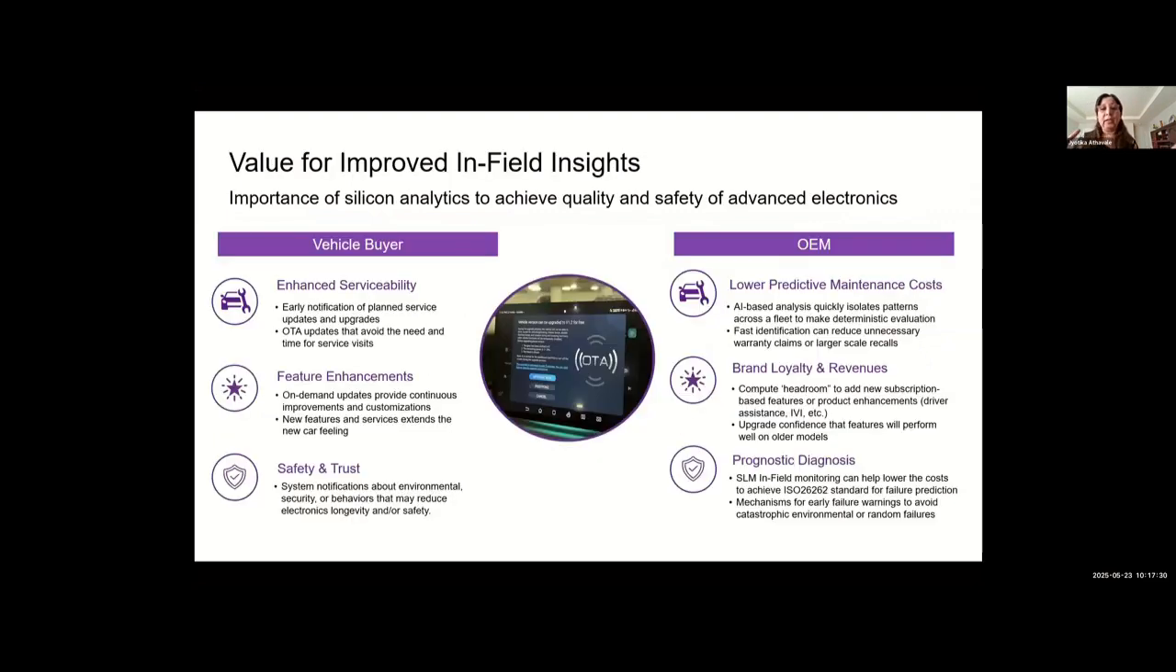Okay, so I just wanted to summarize some of the key value proposition from an end OEM standpoint. For example, for automotive, how does silicon lifecycle management or these analytics help achieve overall quality, reliability, and safety of advanced electronics? For a vehicle buyer, you have enhanced serviceability, feature enhancements, higher levels of automotive safety integrity, trust, low costs with respect to predictive maintenance, as well as high reliability, and then prognosis as well as diagnosis.